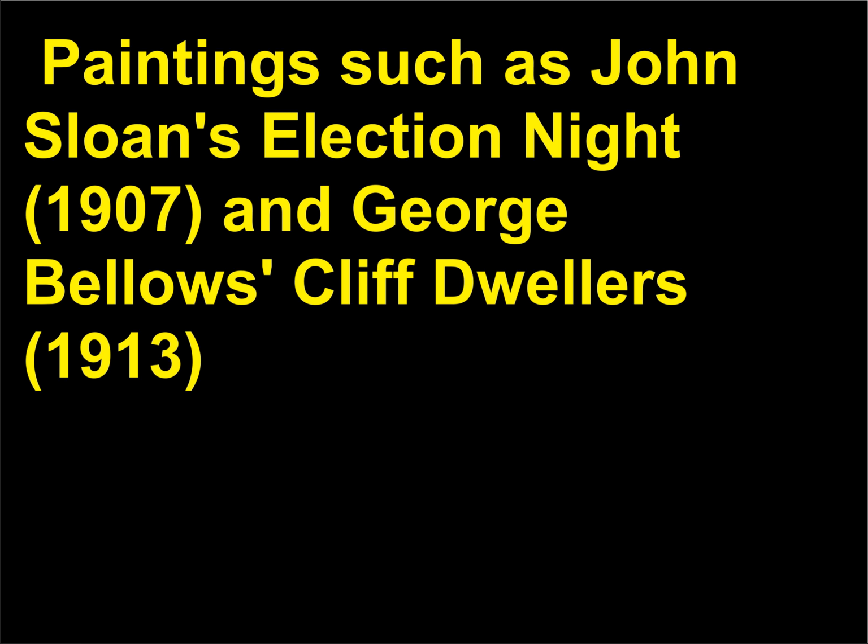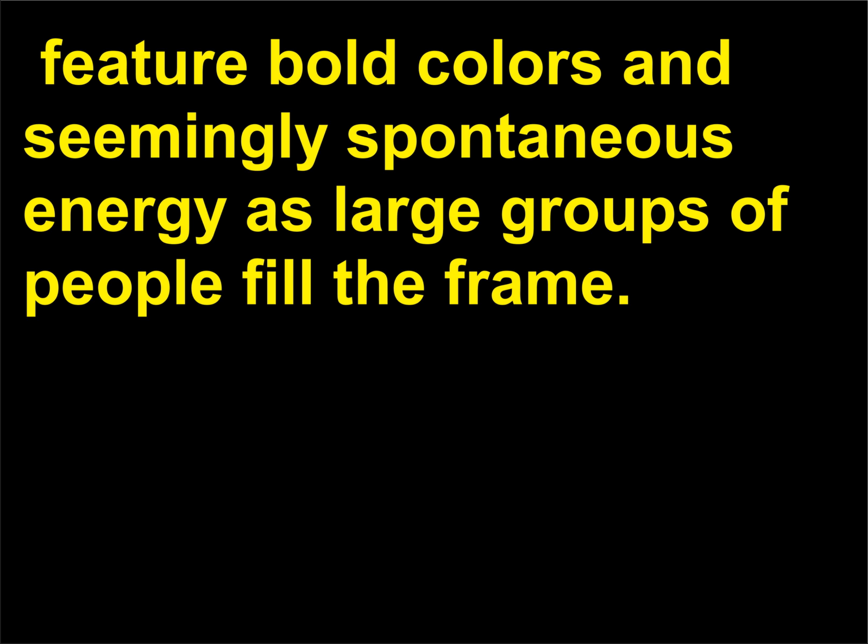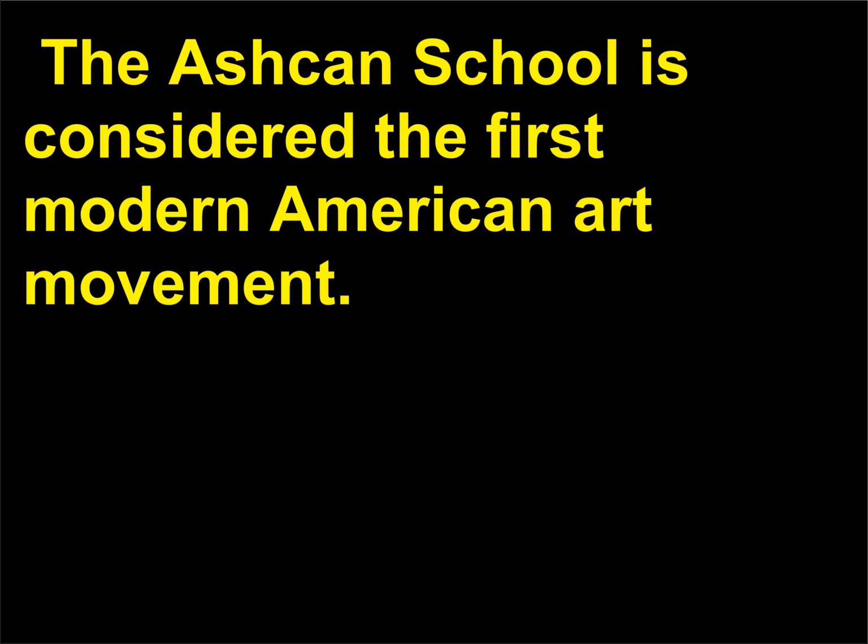Paintings such as John Sloan's Election Night, 1907, and George Bellows' Cliff Dwellers, 1913, feature bold colors and seemingly spontaneous energy as large groups of people fill the frame. The Ashcan School is considered the first modern American art movement.